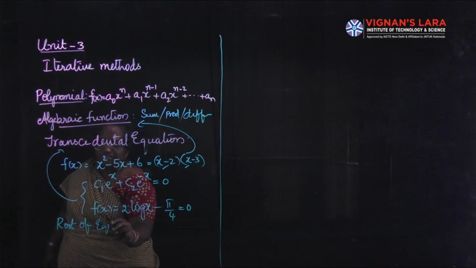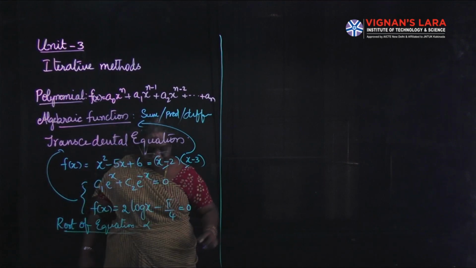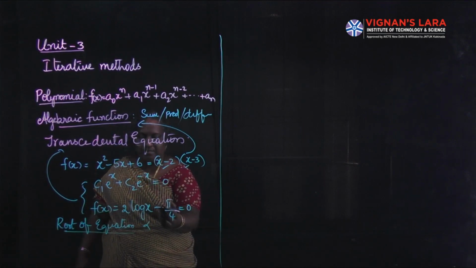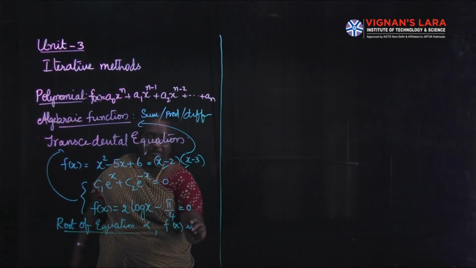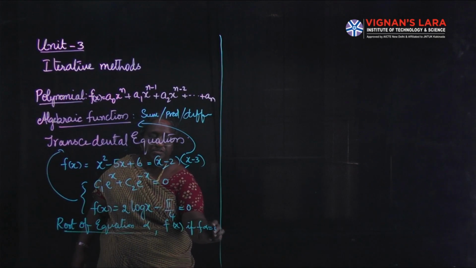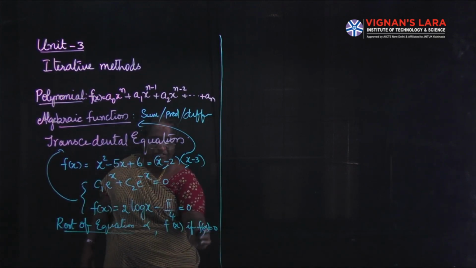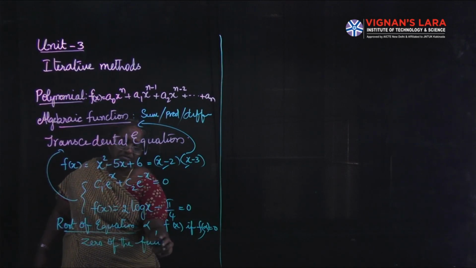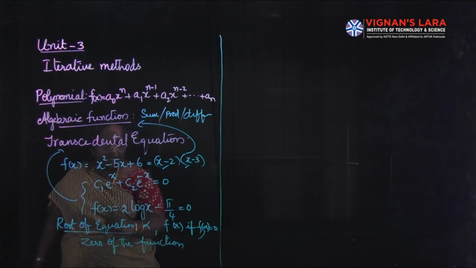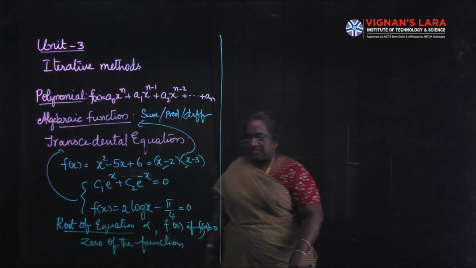Suppose alpha is a number; it is called a root of the equation f(x) if f(alpha) = 0. So here alpha is called a zero of the function, meaning it satisfies the function being zero. In numerical methods our aim is to find such an alpha or alphas.